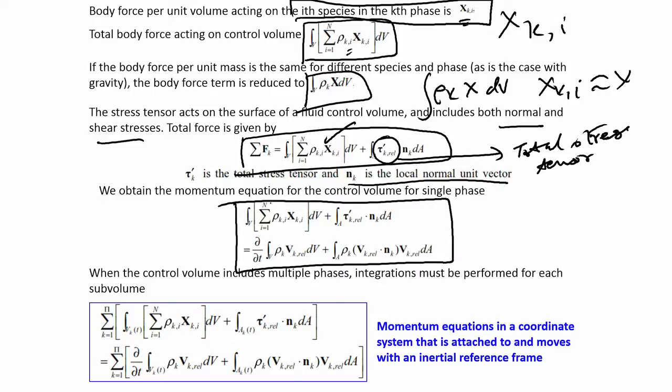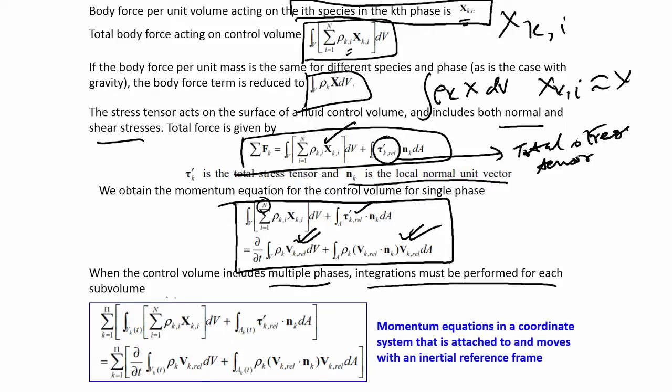N here is the number of components. If you have N components, you can have N components in the system, not the number of phases though. Tau_k relative is nothing but the total stress tensor, and this is basically the change of momentum within the control volume and the momentum flux happening along the control surface. Got it?